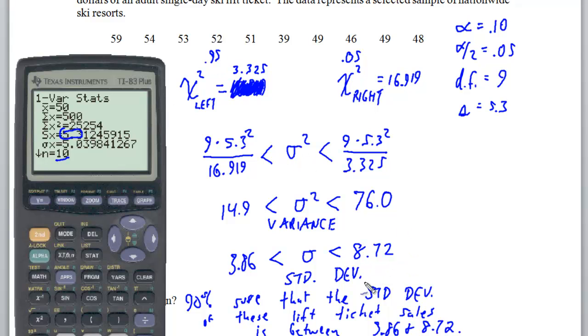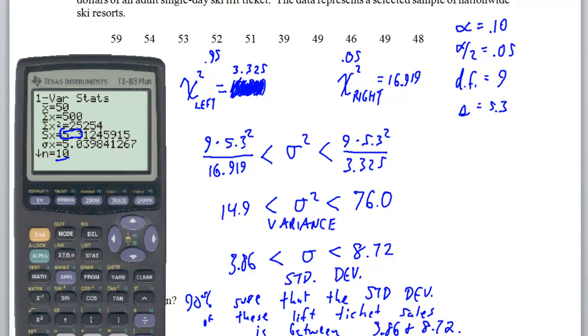In the context of the problem, we were looking at lift ticket sales, and yes, you can find the average lift ticket sales, but you may want to bring maybe an extra $10 bill because the standard deviation, or roughly 68%, is going to be between $3.86 and $8.72. So bringing an extra $10 is probably a pretty good idea.